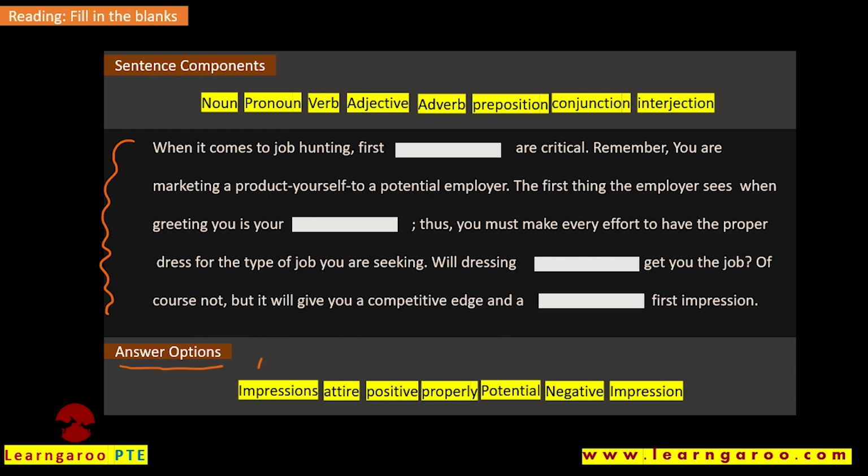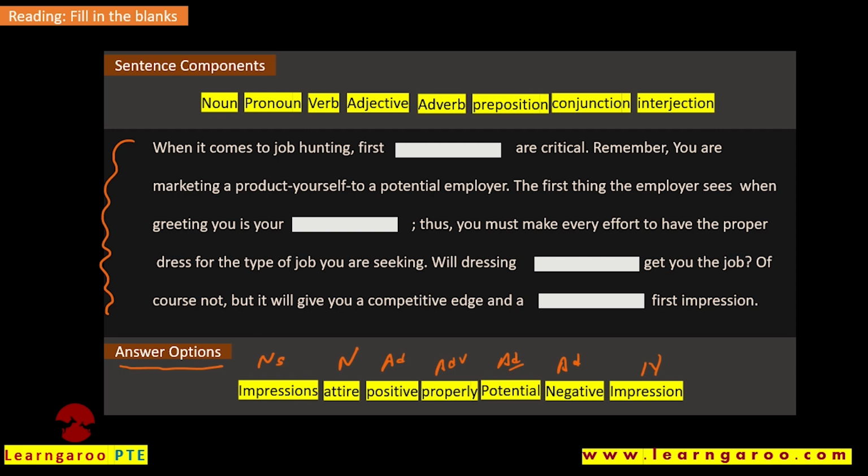Now this, impressions, is a noun. Attire is a noun. Positive is an adjective. Properly is an adverb. Potential is an adjective. Negative is an adjective, and impression is a noun. Now we have identified 3 different components from these options. This, impressions, is the plural noun.